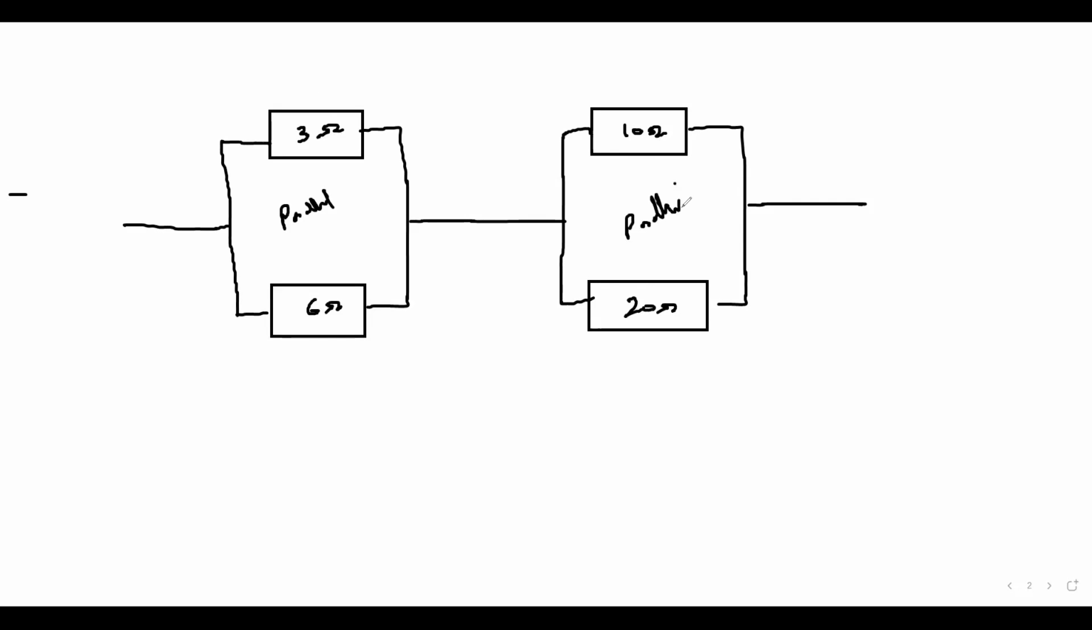They are connected in parallel. When we find the combined resistance of these two, meaning the total as one, it will be product divided by sum. So 3 into 6 divided by 3 plus 6. 3 into 6 is 18, 3 plus 6 is 9. So that is equal to 2 ohm.